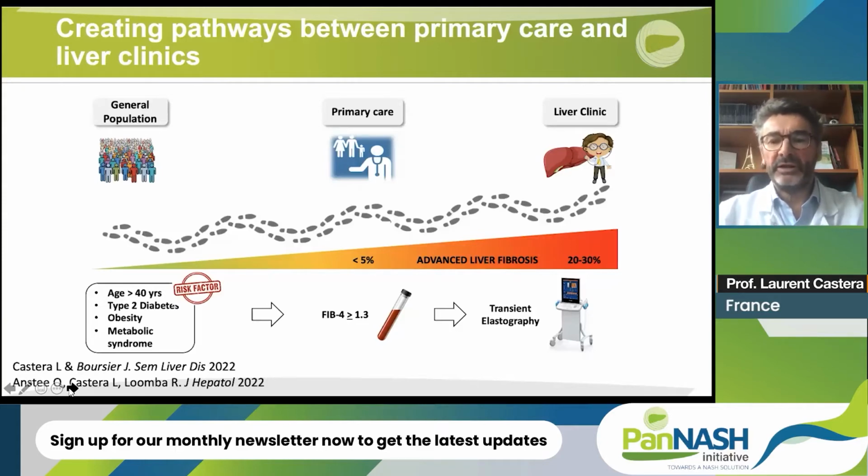And the most popular one is transient elastography, better known as FibroScan. So far, this is mostly available in liver clinics. But what about diabetes clinics? Prevalence, as I've shown, is probably higher than anticipated, and it's in between primary care and liver clinic. These patients should be screened systematically, and pathways need to be created.